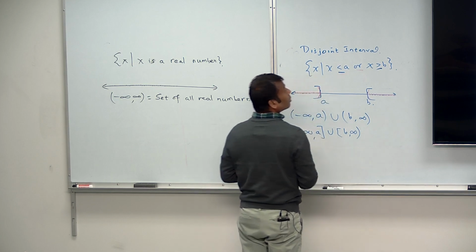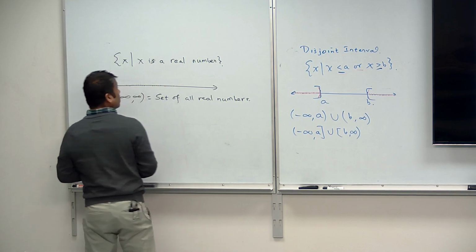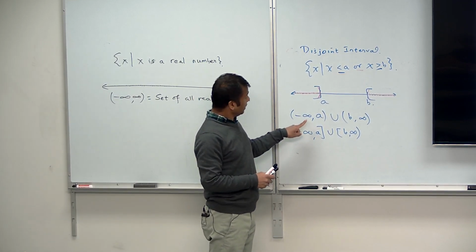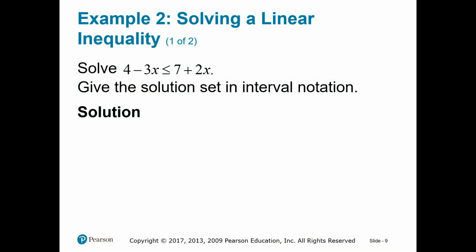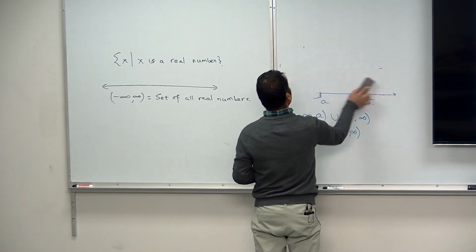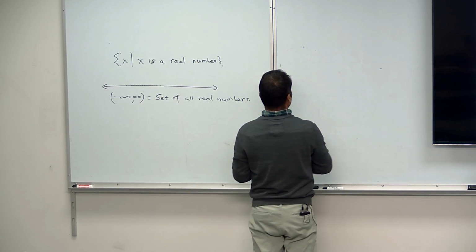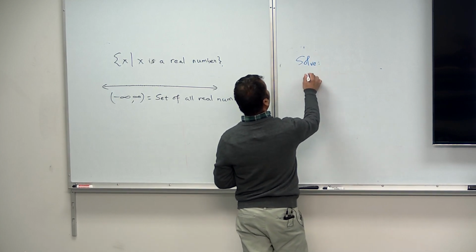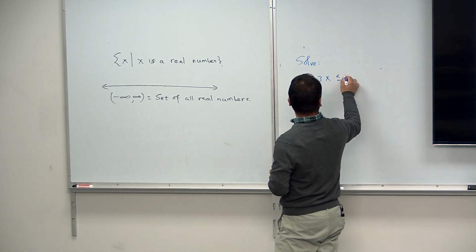So let's solve this inequality, okay? And we have to give the solution set in interval notation. So these are the interval notations. We want to solve 4 minus 3x is less than or equal to 7 plus 2x.